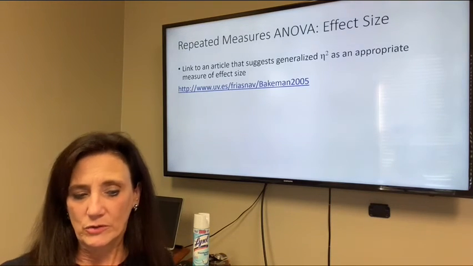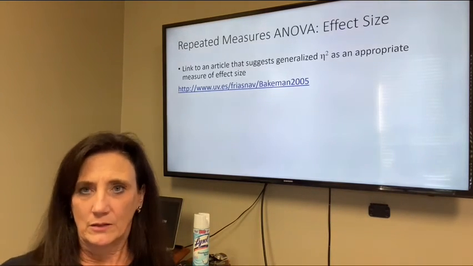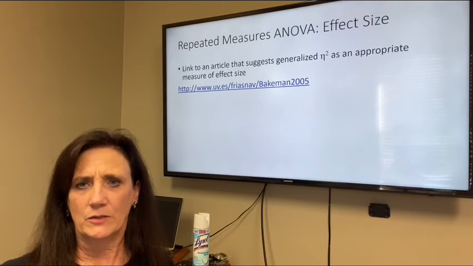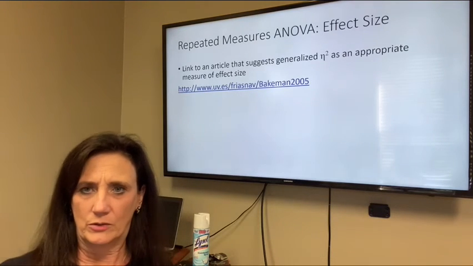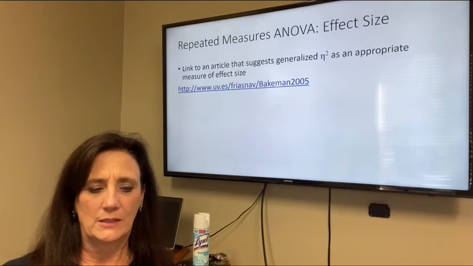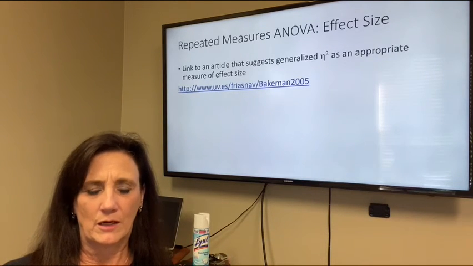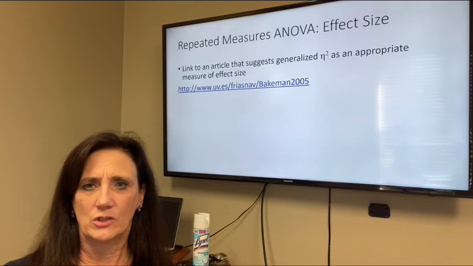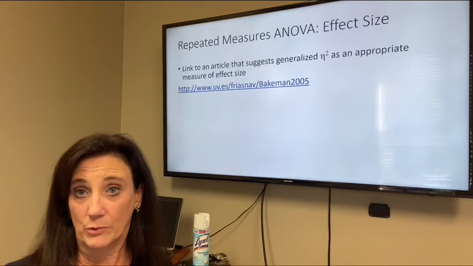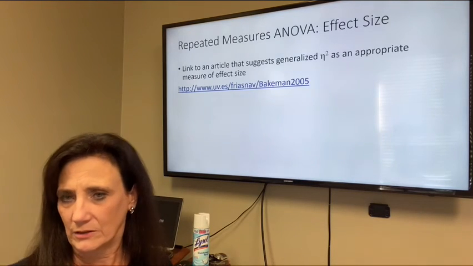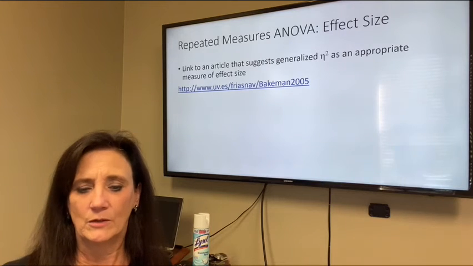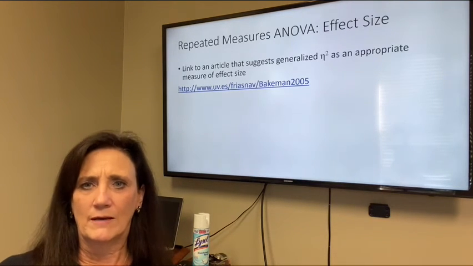There is an interesting article out there. You know, when we were doing the effect size, we converted the eta squared to F. There is an interesting article out there that you can read that talks about using the generalized eta squared as an appropriate measure of effect size. I've included the link for you, so use that if you have an interest in that.